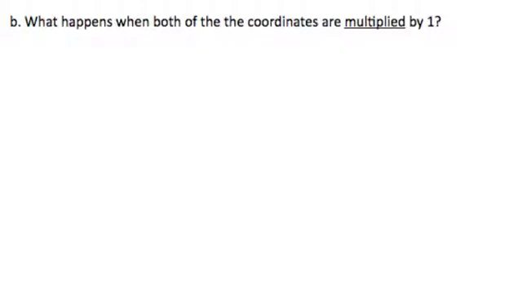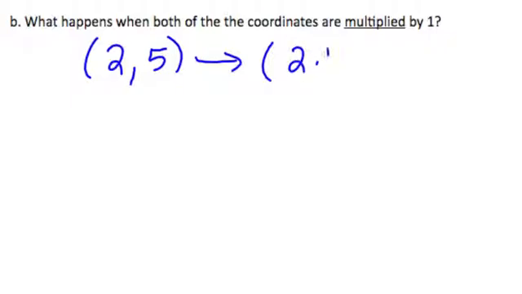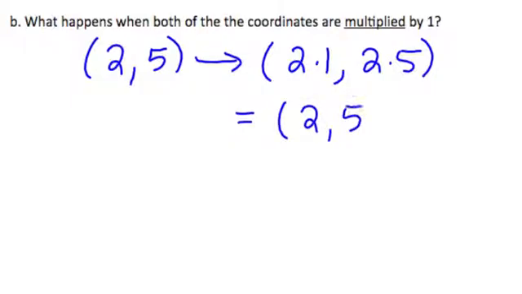What happens when you multiply everything by 1? Well, let's take a look at that. Let's say I had the coordinate 2, 5. If I multiply everything by 1, it's 2 times 1 and 2 times 5, which really just gives me 2, 5. So everything stays the same.